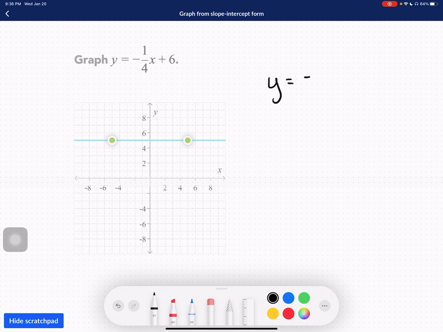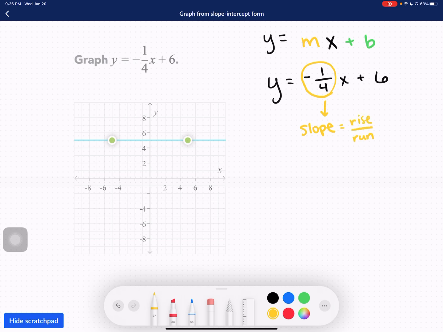So I have y equals negative 1/4 x plus 6. And I want you to take some quick notes. We know that the equation of a line in slope-intercept form is y equals mx plus b, okay? Where m, whatever is right here in front of the x, is the slope, okay? And our slope is always equal to rise over run.